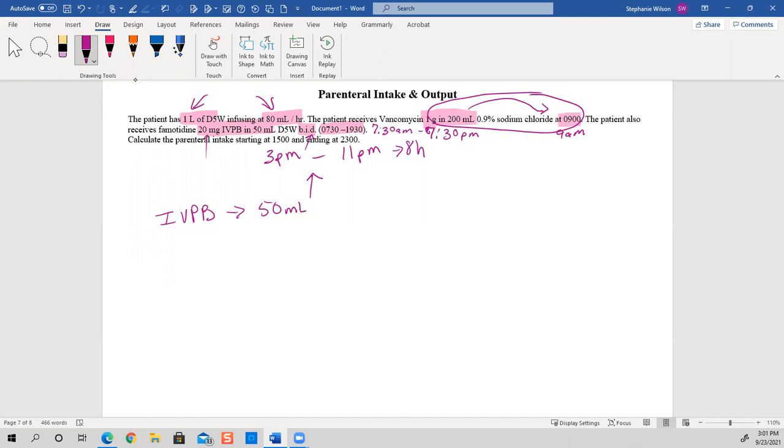We don't need to say anything about the 20 milligrams because that's the strength of the drug that's in that 50 milliliters. What we are trying to do is calculate their intake, right? So this is going to be the intake, the volume of it. And it's only once during the window of 3 p.m. to 11 p.m. So now let's go back and take the 80 milliliters, the IV infusion, and let's calculate for those 8 hours how many milliliters they received.